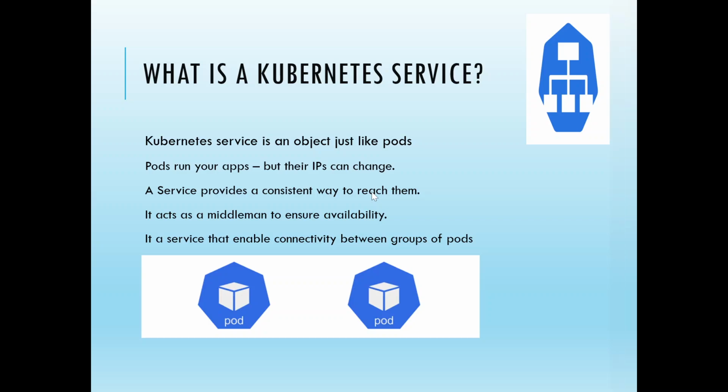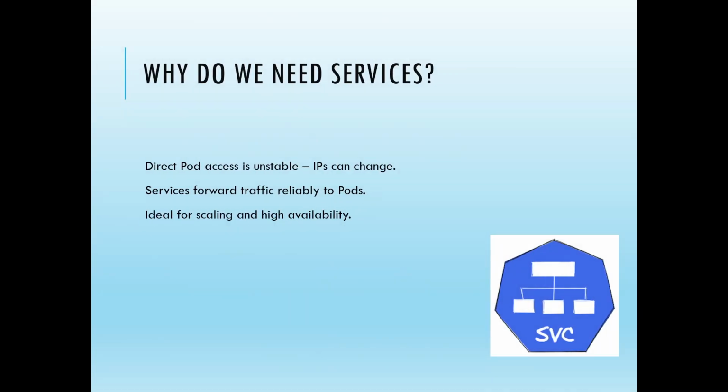So next we'll see why we need a service. As we know, pods are ephemeral in nature. Due to various reasons, its IP gets changed, like node failure, manual deletion and rolling updates. If a pod crashes, it won't restart on its own. Then the service forwards traffic to pods.